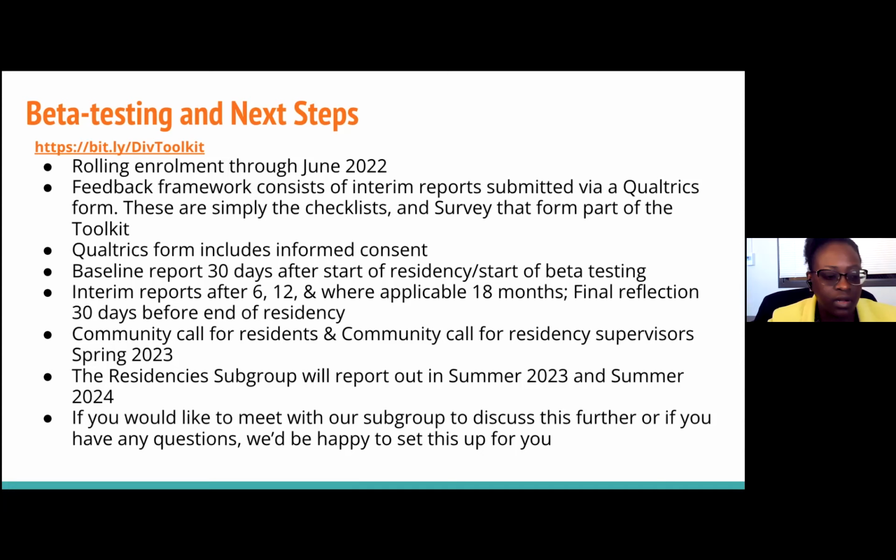We also plan to organize a community call for institutions taking part in beta testing, one for residents and one for institutional representatives, in the spring of 2023. We are doing rolling enrollment for this study right through June, with the intention of institutions implementing this toolkit at the beginning of the 2022-2023 academic year. We will share our anonymized findings from this study, and we also plan to update the toolkit where warranted based on the findings.